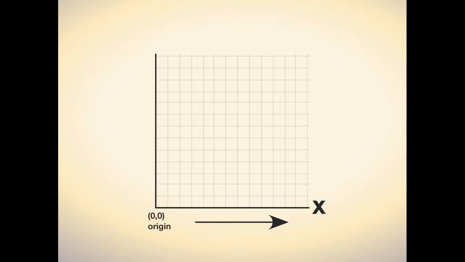We then have the x-axis, and this is the horizontal axis that increases as we go to the right. Going up and down, we have the y-axis. This is the vertical axis, and it increases as we go up from the origin.